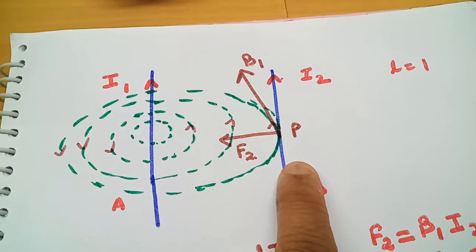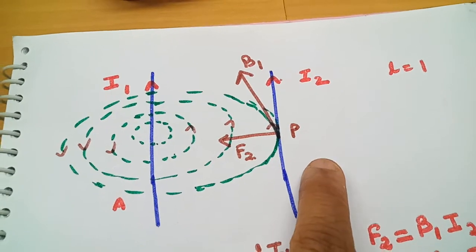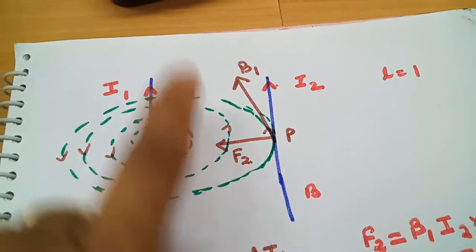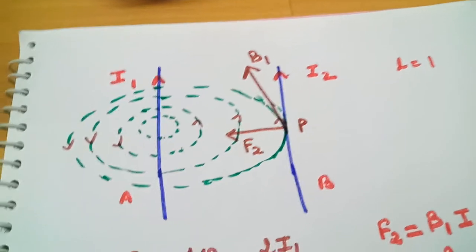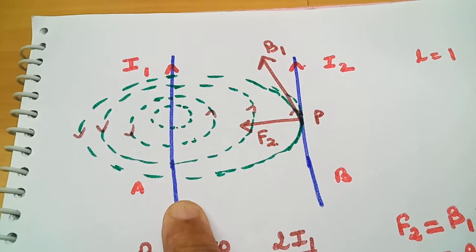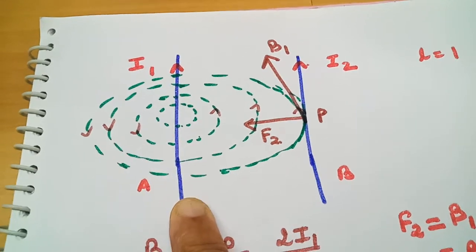So first of all, we have a formula: F is equal to BIL sin theta. If I consider the length of the current carrying conductor to be 1 meter, that is, the length on which we are going to calculate the force, then L will be equal to 1 meter.